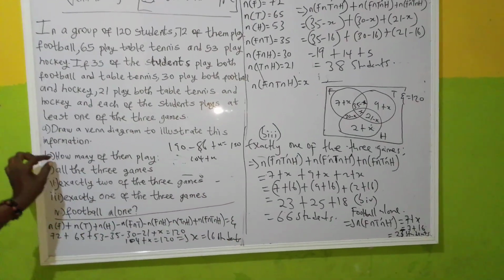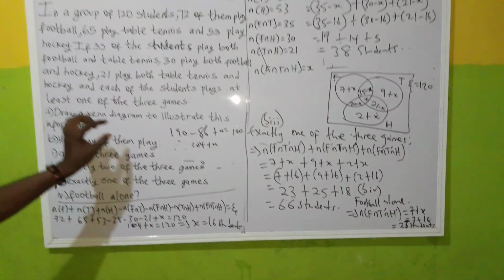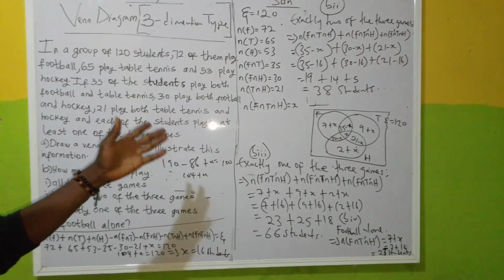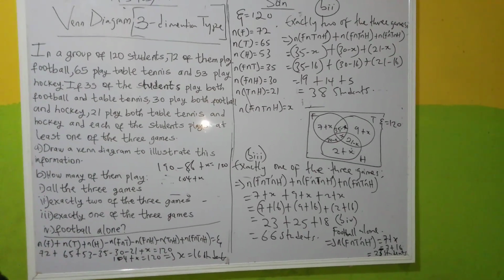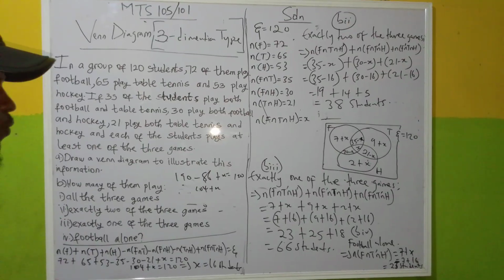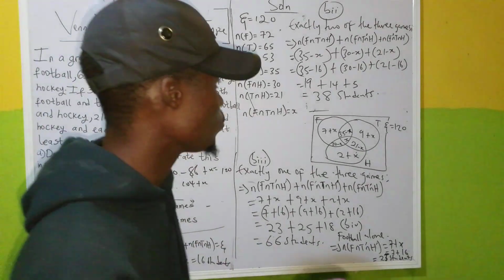But because they asked us to draw the Venn diagram, that's why we are following the instruction. Had it been that there was nothing like a Venn diagram there, we would just go straight to the point to get the other values. I think this video has been able to help you, and I want to expose you to something.